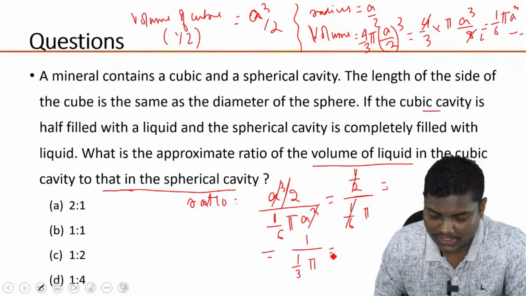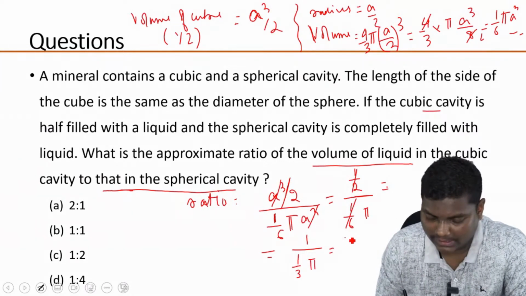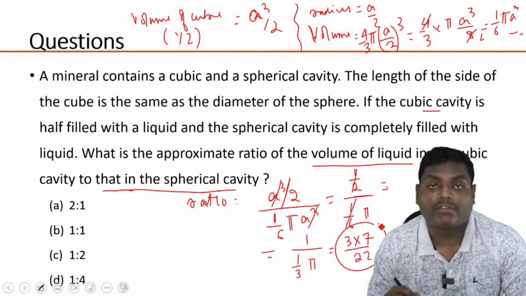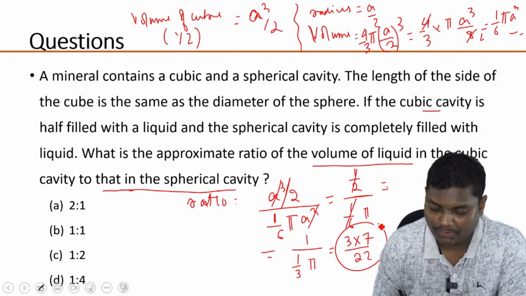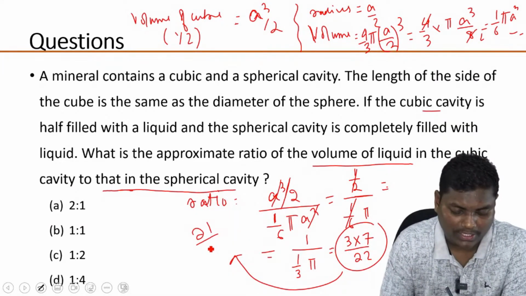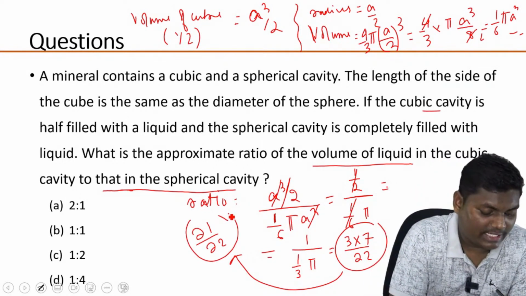So we know what is pi. So it will be basically 3 into 7 by 22. This is what we'll be getting, 3 into 7 by 22. Now 3 into 7 is basically 21. I'll just write it here, it is basically 21 by 22. So we can say approximately it is 1:1.